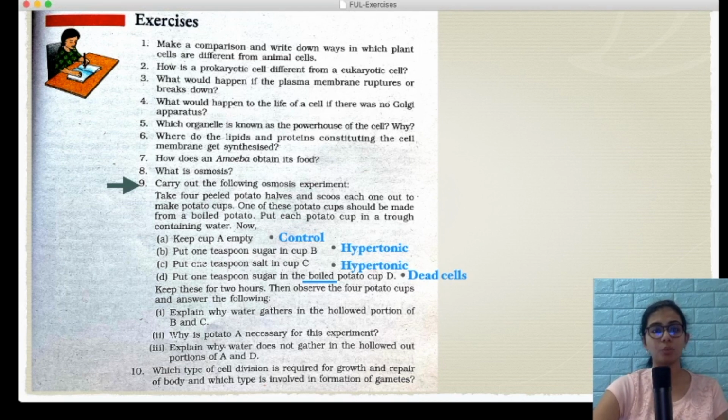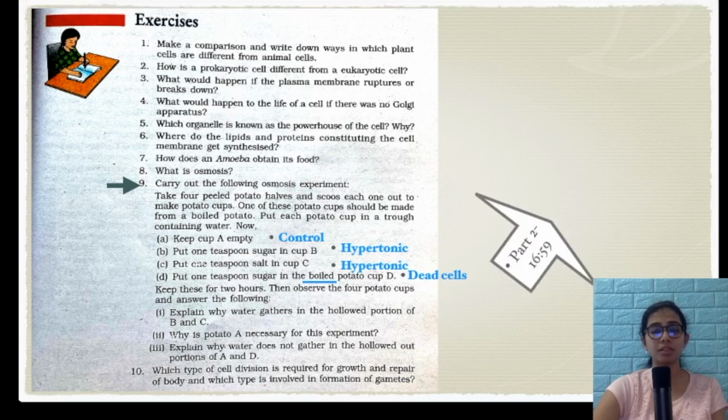And still, if you want to clear even more confusions, you want to learn more about osmosis in a clearer way, you can always check out my part 2 video, and at 16:59, I have given you in that video a diagrammatic explanation which is not there in your textbook. I have given that kind of an explanation so that you can understand it very clearly and remember it. Personally, such diagrams help me to remember and understand better. So you can check out that video and see if you are able to learn it better. I hope you do.